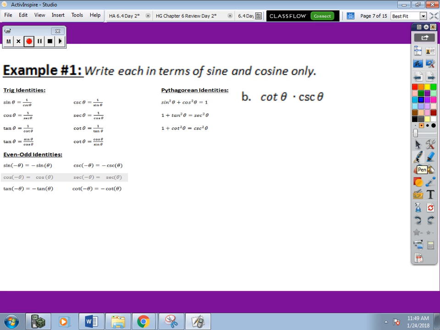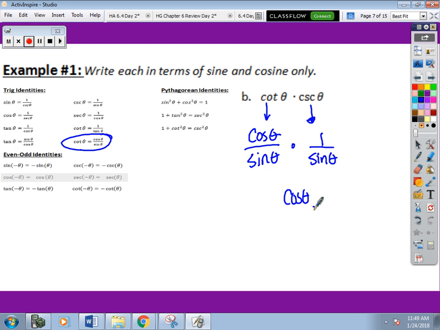Next one, cotangent, what would I rewrite that as? I'm on our formula sheet. Cotangent. Cosine over sine. Talking to myself up here. Cosecant, rewrite that as? 1 over sine. Thank you. And then the answer is going to be almost the same. We're going to get cosine times 1 is cosine. But they're kind of flipped. Sine times sine would be sine squared.